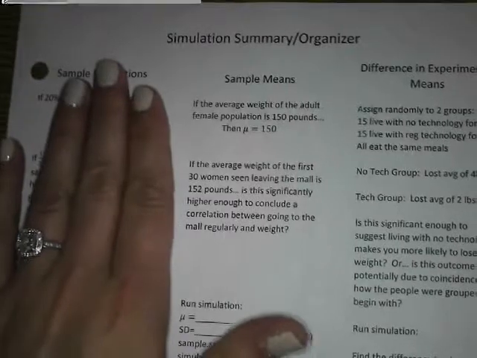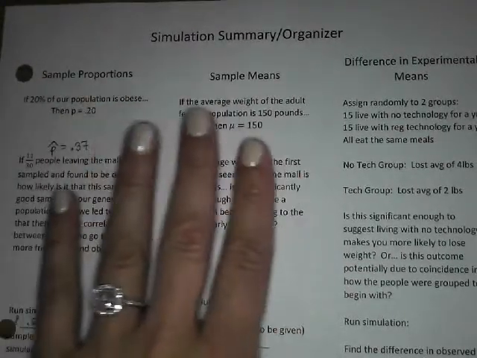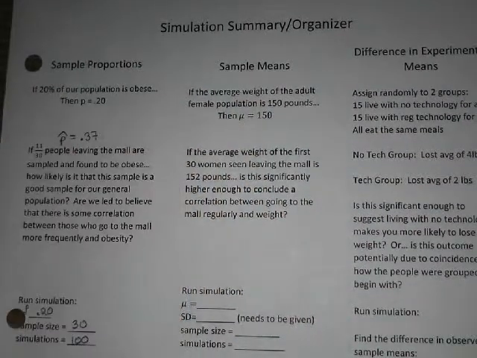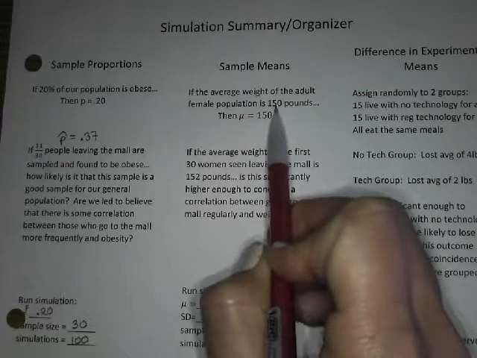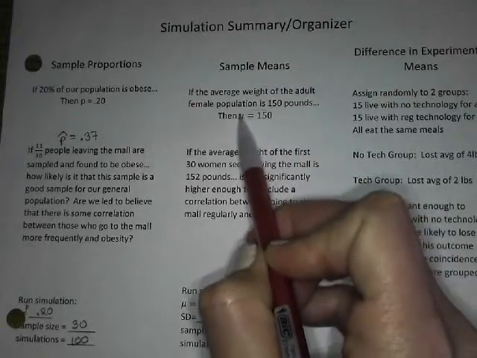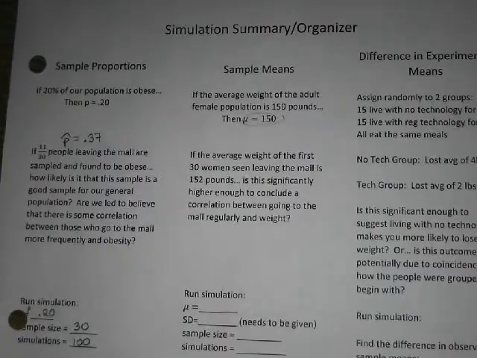So that's proportions. Now, sample means. The context of this is going to be similar, but I wanted to point out how sample means are different than sample proportions. So here I know that the average weight of the adult female population is 150 pounds. So this is the population average. That's what that lowercase mu means. So 150 pounds is the population mean.